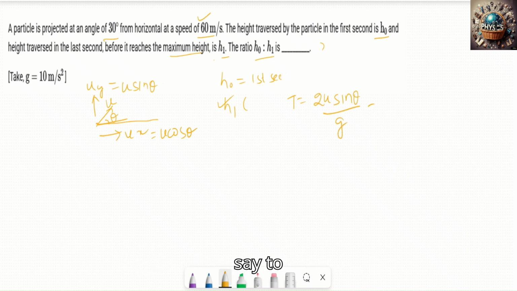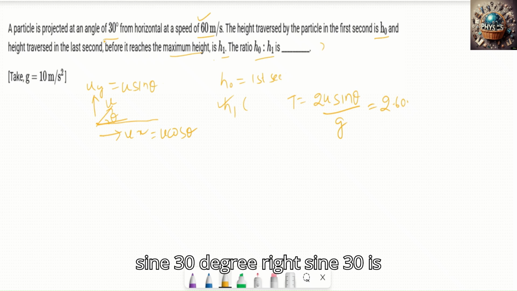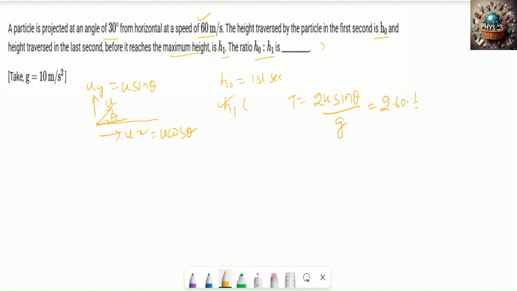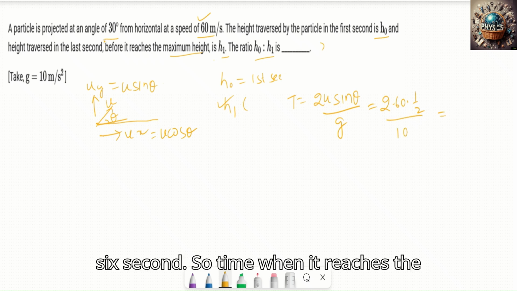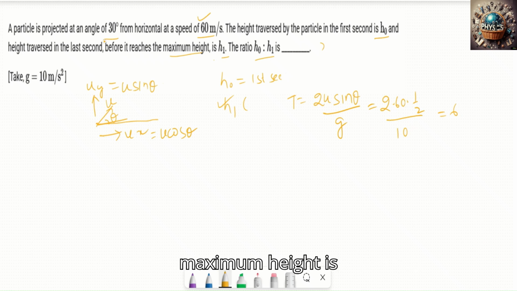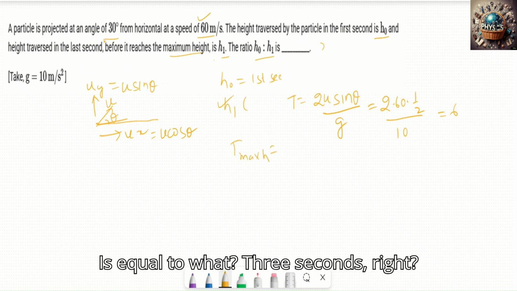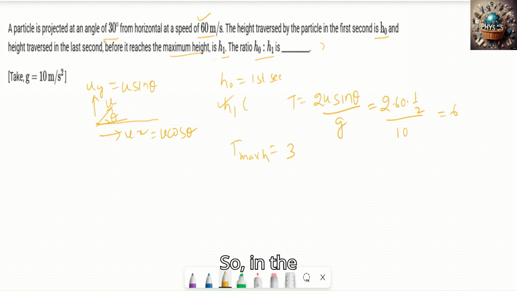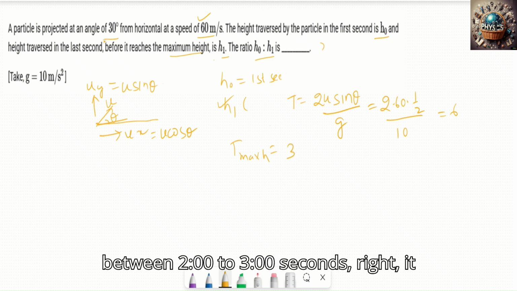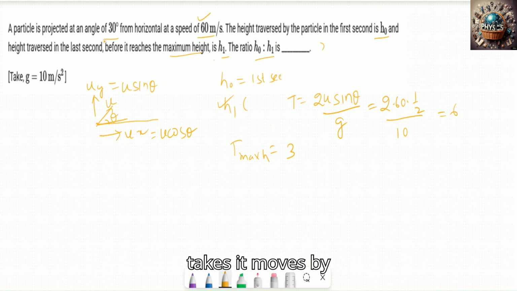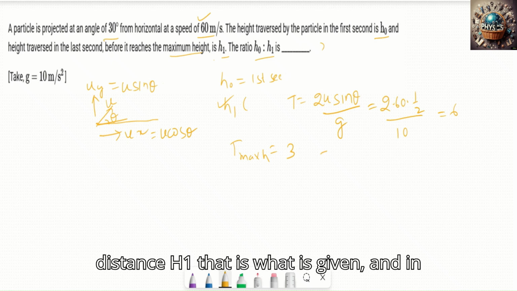In this case, 2u is 60 into sin 30 degree. Sin 30 is 1 by 2, divided by 10. So this gives me 6 seconds. So the time when it reaches the maximum height, t for max h, is equal to 3 seconds, right? So between 2 to 3 seconds, it moves by distance h1. That is what is given.